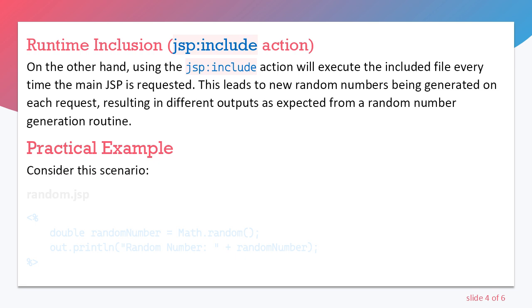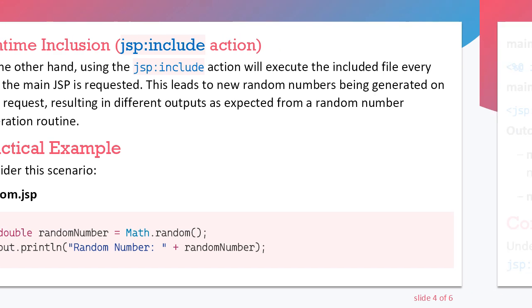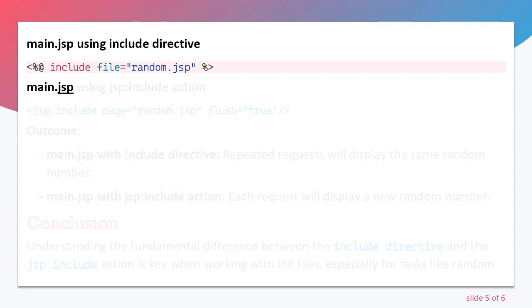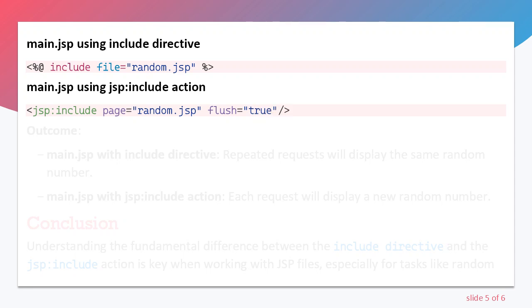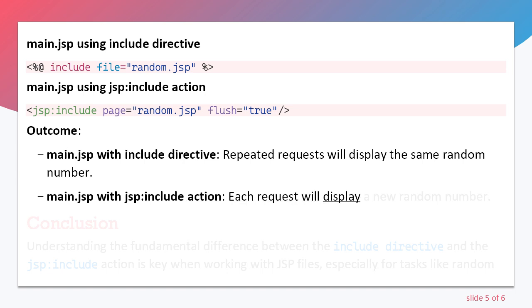Consider this scenario. Random.jsp. Main.jsp using include directive. Main.jsp using JSP include action. Outcome. Main.jsp with include directive, repeated requests will display the same random number. Main.jsp with JSP include action, each request will display a new random number.